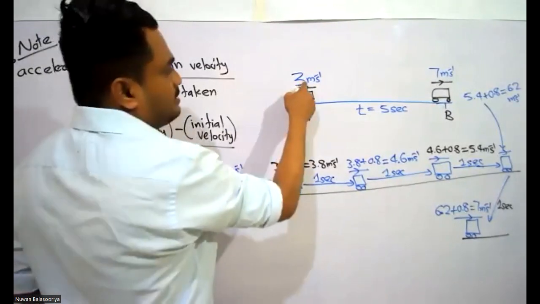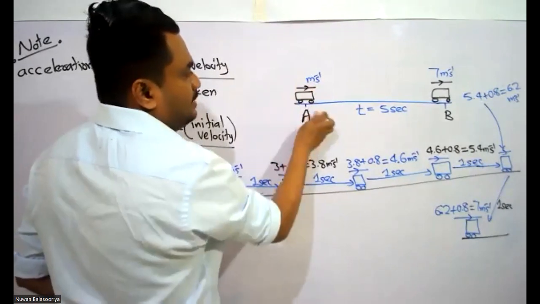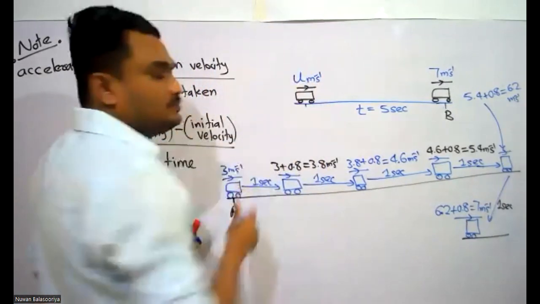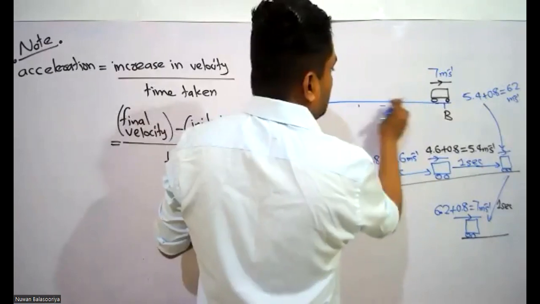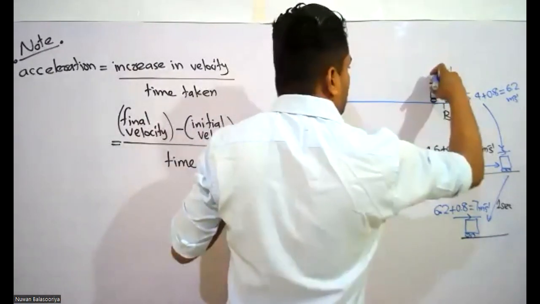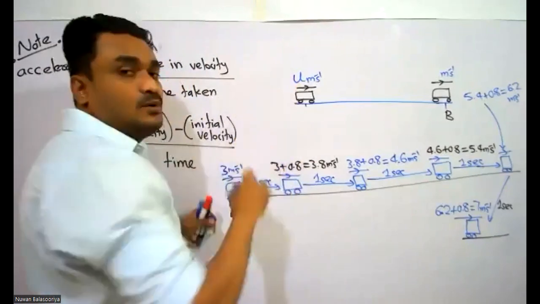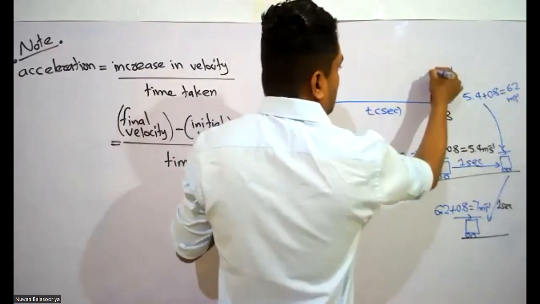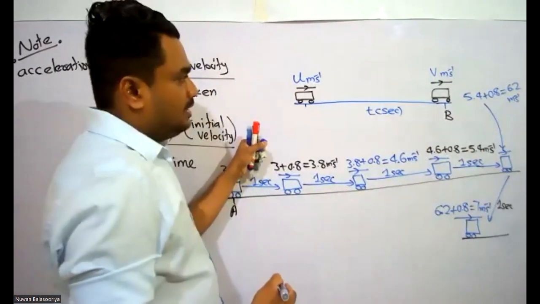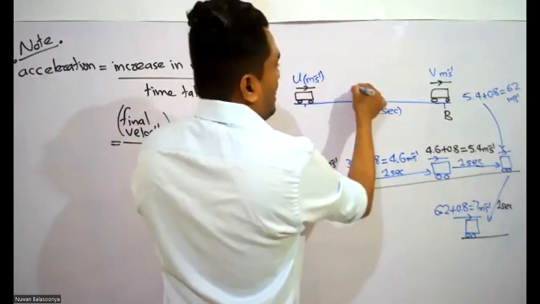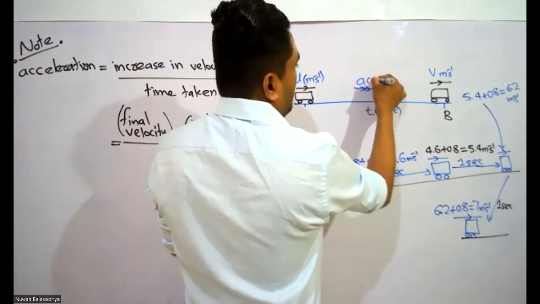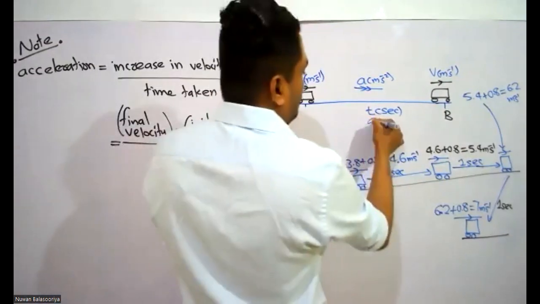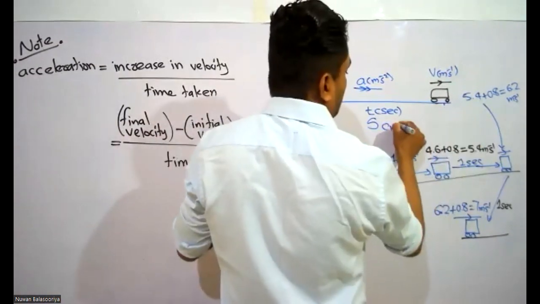Look at the board. Let's say instead of 3 meters per second, the initial velocity is u meters per second. And after t seconds, let me take the final velocity as v. Initial velocity is u. After t seconds, the velocity is v. The acceleration of the motion is a meters per second squared. The displacement of the object for t seconds is s meters.